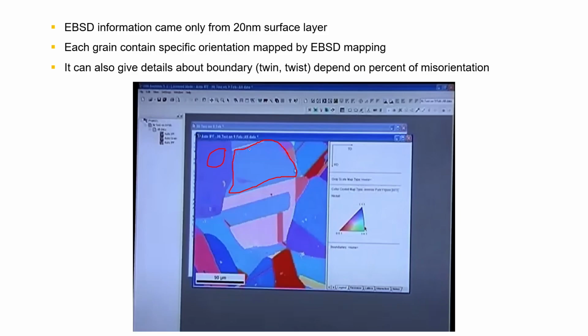So one EBSD map looks like this, and for the color, which plane is represented, there is one palette from where you can see that the dark blue one will be 111 plane oriented, and as the color changes, the plane orientation will also change. So it gives information about the boundaries like the twins and all, and also about the orientation of your specimen.